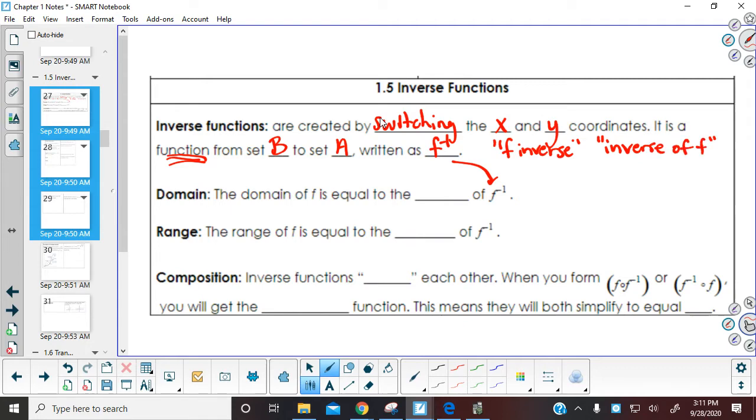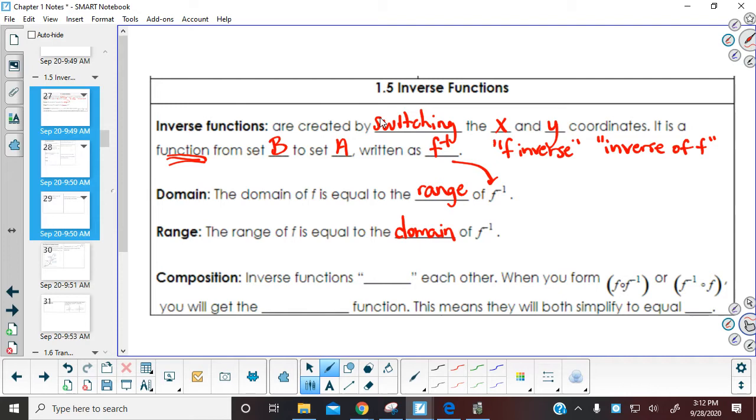Okay? Now, if you think about this logically, the next piece makes sense, because if you are switching your x and your y values to go from your original function to your inverse, not only are your x's and y's switching, but so are your domain and range, because the domain is connected to your original x, and your range is connected to your original y. So if your x's and y's switch, so are your domains and ranges. So the domain of your f is equal to the range of your inverse. And the same is true the opposite way. The range of your original is equal to the domain of your inverse. So since your x's and y's switch, so do your domain and range.